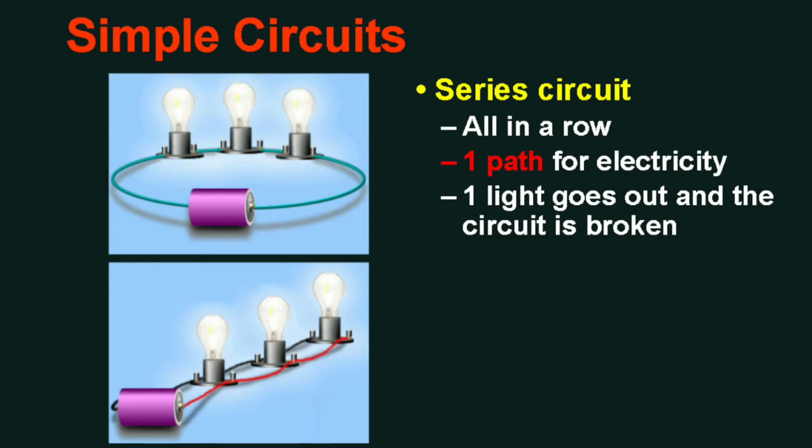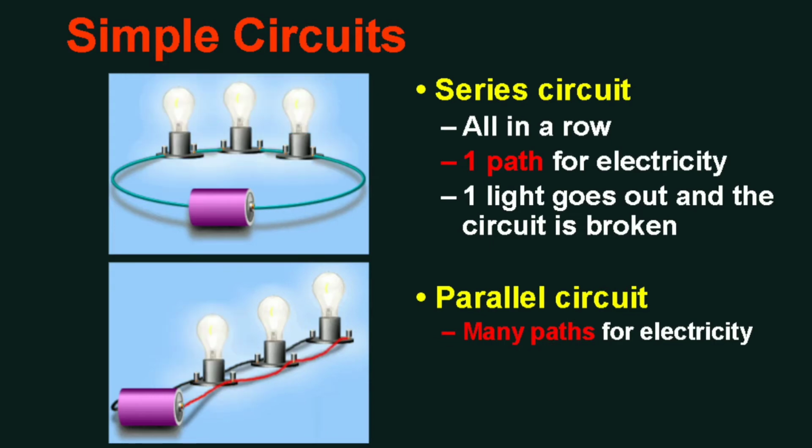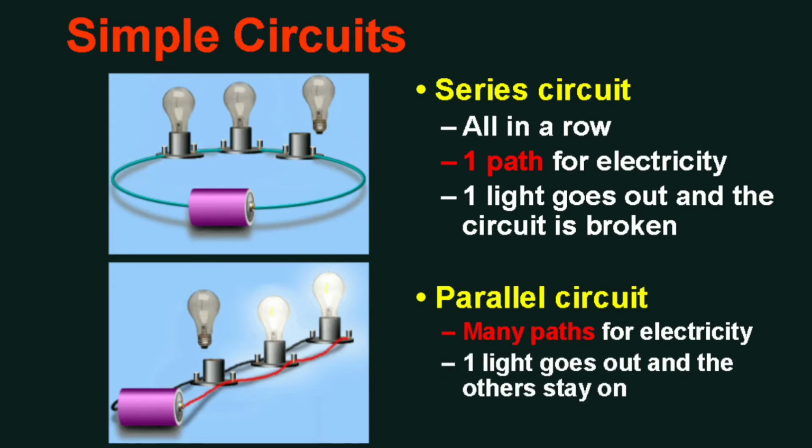On the other hand, it is the parallel circuit, which has many paths for electricity to flow. And in this animation, as you can see, when the light bulb is removed, the other light bulbs are still on and lighted up. This is because they have their own path for the source of energy.